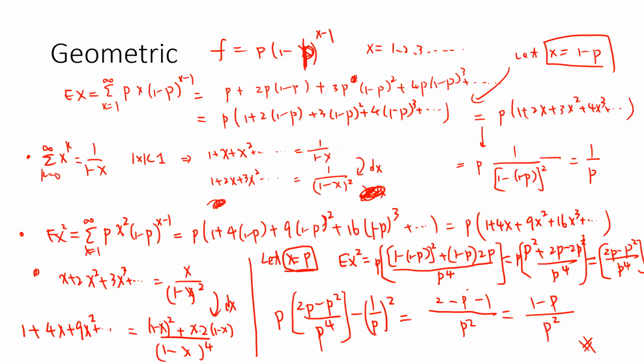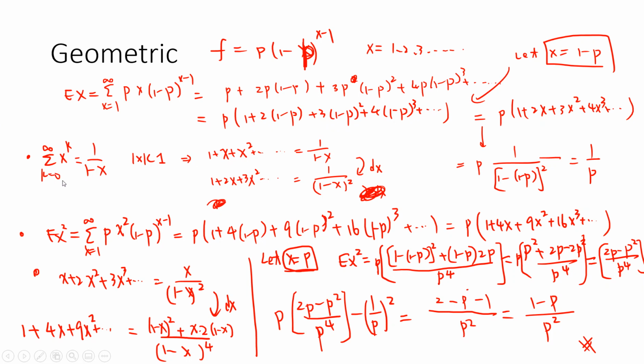Okay, the next is the so-called geometric distribution. So f is p(1 minus p) to the power x minus 1, x from 1, 2, 3, 4, 5. If you sum all f, you get 1, right? By definition, this is just a geometric series. Okay, so for EX you just multiply by x, so it becomes p plus 2p(1 minus p) plus 3p(1 minus p) squared plus 4p(1 minus p) cubed, and you can pull out p: p times [1 plus 2(1 minus p) plus 3(1 minus p) squared plus 4(1 minus p) cubed].